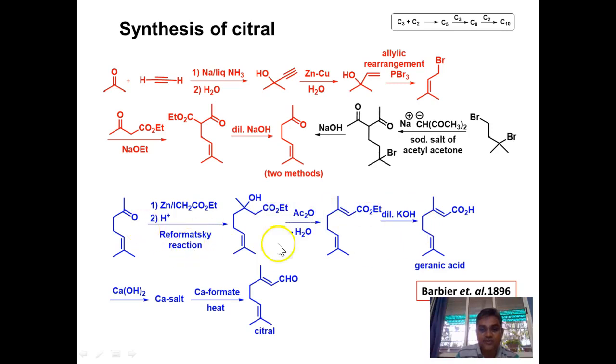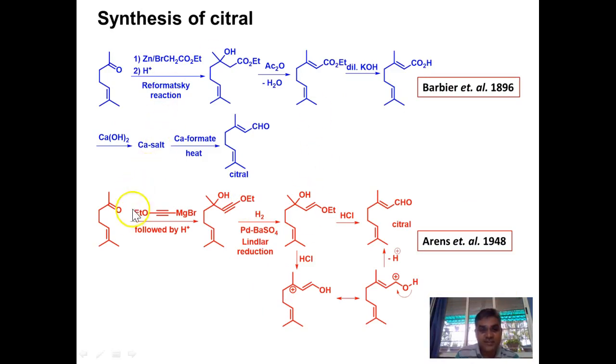We have to go for citral molecule synthesis, and here the 2 carbon atoms are offered from the Reformatsky reaction. That's an alpha bromo ester. We get a beta hydroxy ester. Beta hydroxy ester on reaction with acetic anhydride forms an alpha beta unsaturated ester. This on reaction with dilute KOH forms geranic acid, and geranic acid forms a calcium salt with calcium hydroxide, and if we heat this calcium salt, there is a liberation of calcium carbonate to form the citral molecule.